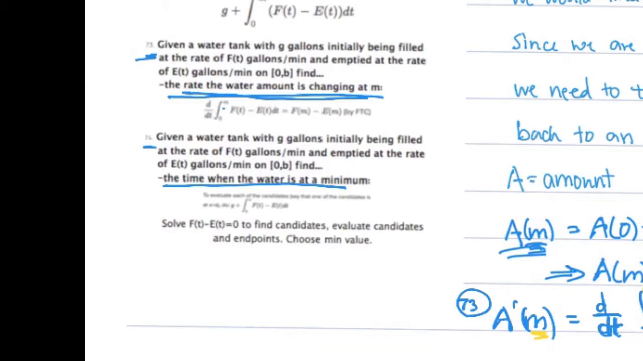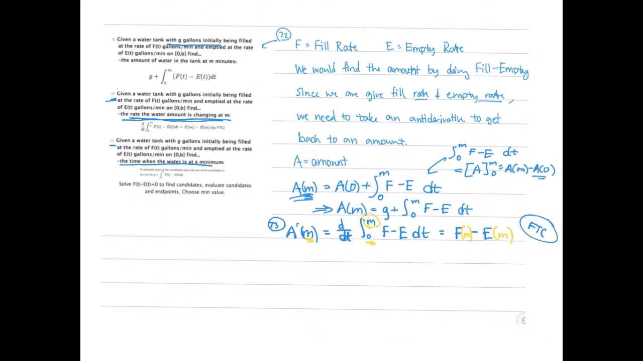So we have extrema when the derivative equals 0 or when the derivative does not exist. So pretty much if we know A prime of m is f of m minus e of m, then to find any mins or maxes, we would first find the critical points. In this one, we don't have anywhere that it does not exist in this general case, so we just do f of m minus e of m equals 0, and then we find critical points.